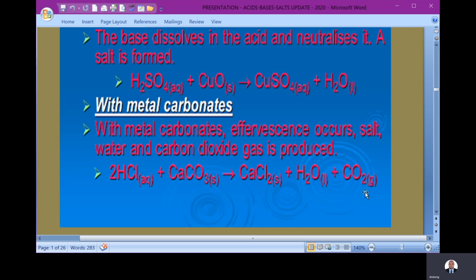It can also be tested in the laboratory using lime water. If it turns lime water milky, it shows carbon dioxide is a product of the reaction.